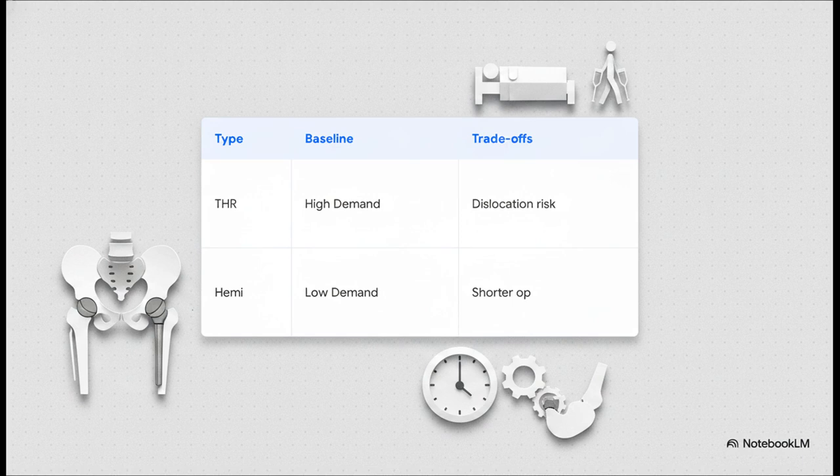Why not a total hip replacement? Well, a THR is strictly reserved for high-demand, independently mobile patients because it carries risks of longer operative times and future dislocation. Our patient is frail and bedridden. A unipolar hemiarthroplasty replaces the fractured head but leaves his native socket completely intact. This means a shorter surgery and early mobilization, which is absolutely vital for someone in his condition.